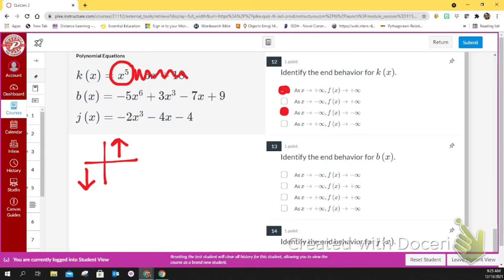For the second one, b of x, this is even and negative, so both sides go down. So I need the one that has 2 negative infinities on the end.